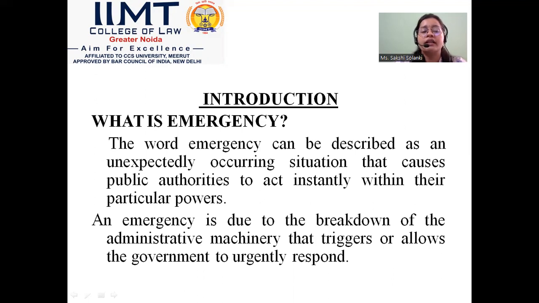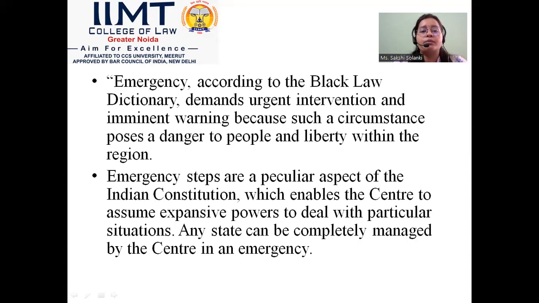So by this we understood that emergency is an unexpected situation that was not foreseen, a situation that was not expected in the minds of people. In that situation, it gives power, or the authority has to act instantly, immediately. According to Black's Law Dictionary, emergency demands urgent intervention and imminent warning because such a circumstance poses a danger to public and liberty within the region. Emergency steps are a peculiar aspect of the Indian Constitution which enables the Center to assume expansive power to deal with particular situations. Any state can be completely managed by the Center in an emergency situation.